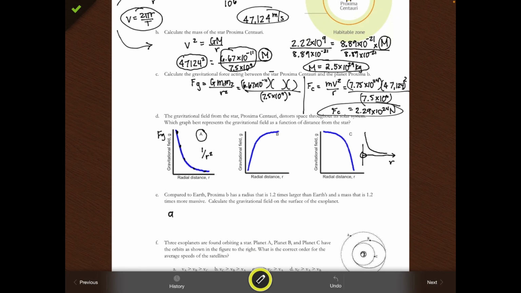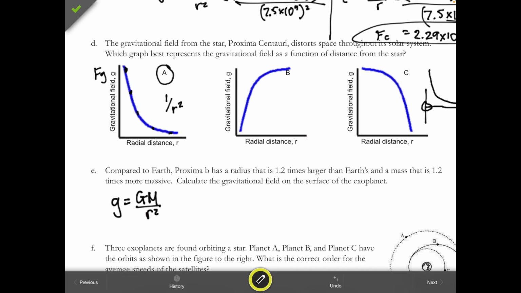Now, the gravitational field equation in its entirety looks like this, but please be prepared to only use this to compare things to Earth. So in this case, G stays the same. This planet is 1.2 times larger mass and larger radius than Earth. So I'm putting in 1.2 m for the mass and 1.2 r for the radius. It just so happens that those are the exact proportions. Weird. It's almost like they might have a relatable density or something.